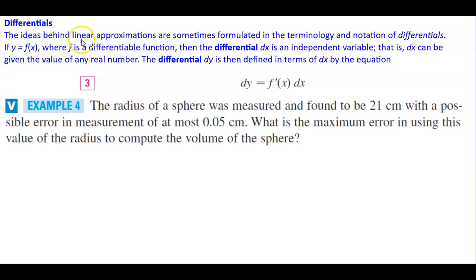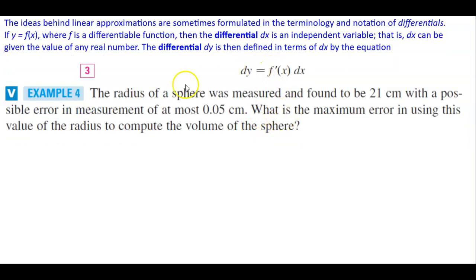Differentials. The ideas behind linear approximations are sometimes formulated in the terminology and notation of differentials. If y is equal to f of x, where f is a differentiable function, then the differential dx is an independent variable. That is, dx can be given the value of any real number. The differential dy is then defined in terms of f of x by the equation dy equals f prime of x times dx.